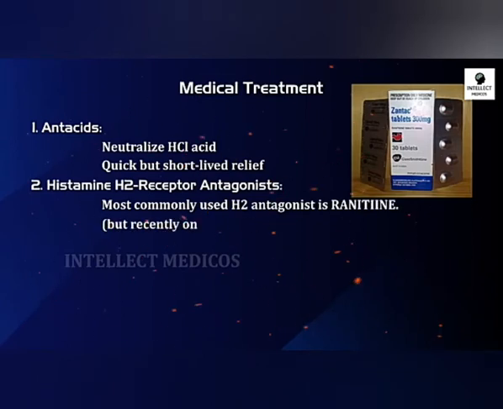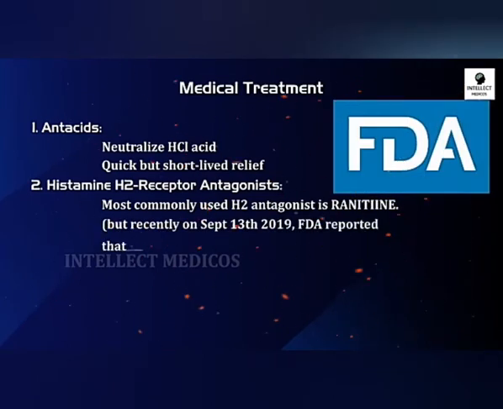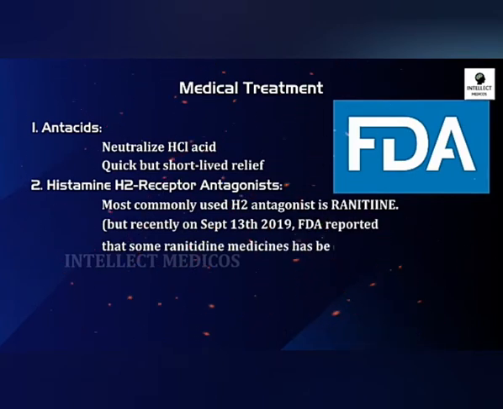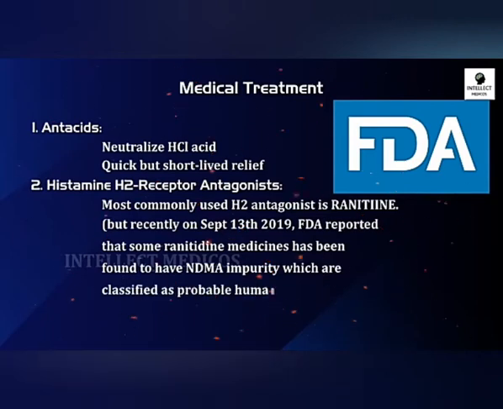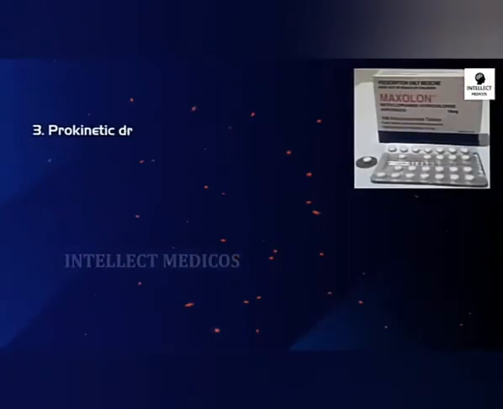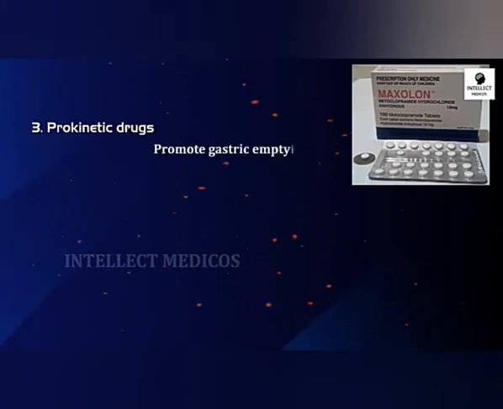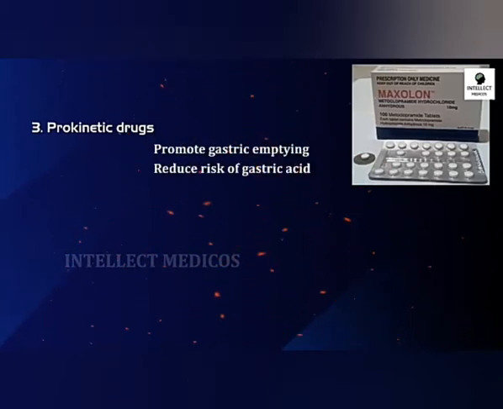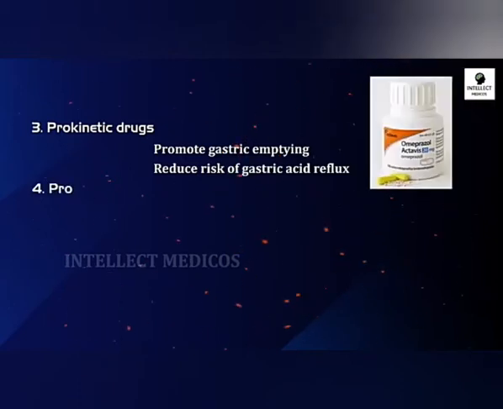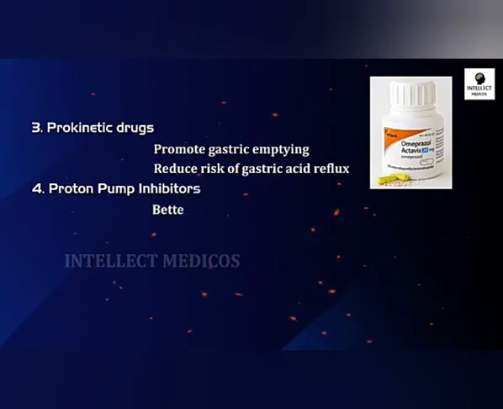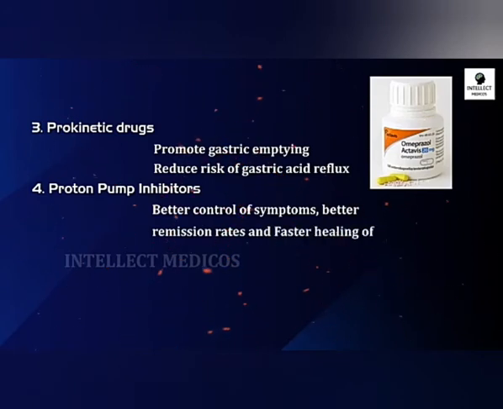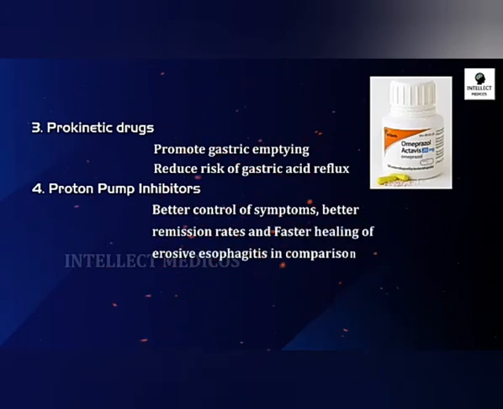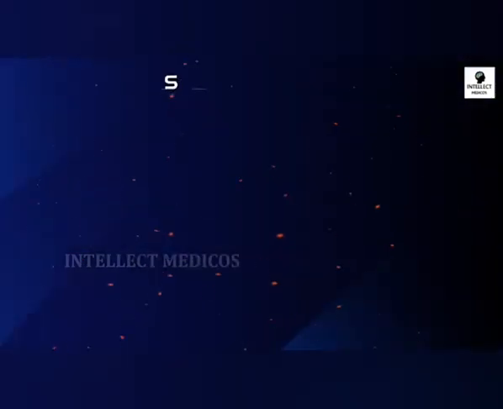But recently, on September 13, 2019, the FDA reported that some ranitidine medicines have been found to have NDMA impurity, which is classified as a probable human carcinogen. Third is prokinetic drugs, which promote gastric emptying and reduce the risk of gastric acid reflux. The fourth and most important treatment is PPIs, that is proton pump inhibitors. They have better control of symptoms, better remission rates, and faster healing of erosive esophagitis in comparison to H2 receptor antagonists.